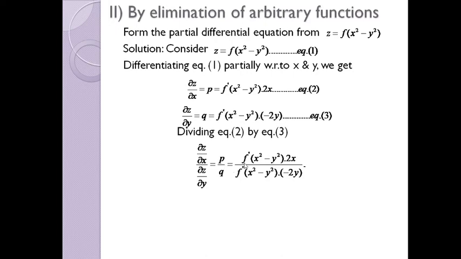Then we get p by q equals, here we substitute the right hand side of equation 2 and the right hand side of equation 3. Now we cancel f dash of x square minus y square, then we get this term. On simplifying this, we get the partial differential equation, equation number 4, where P is del z by del x and Q is del z by del y. In this way, we eliminate the arbitrary function from the given equation and form the partial differential equation.